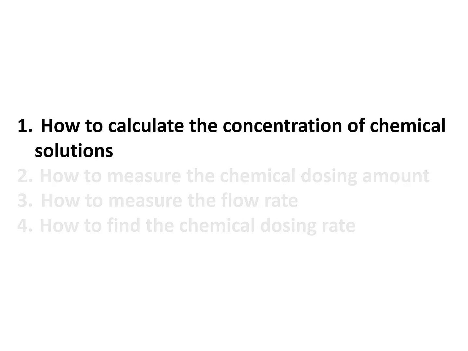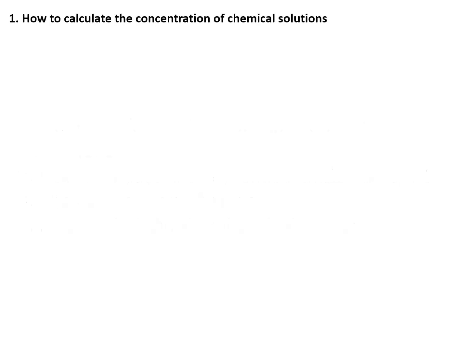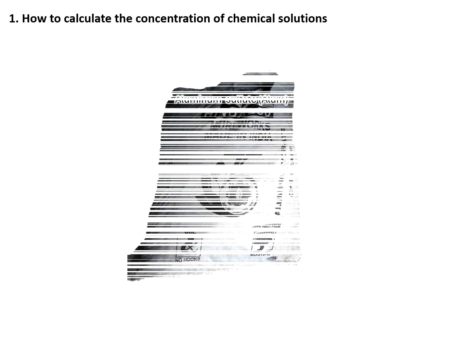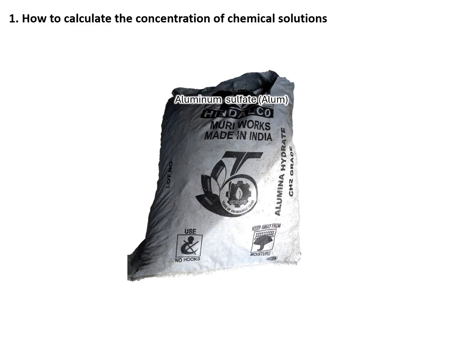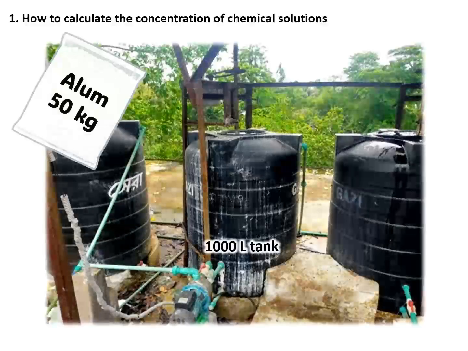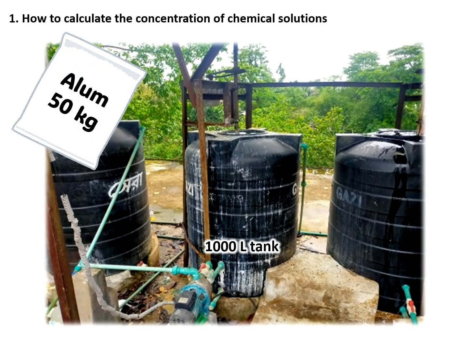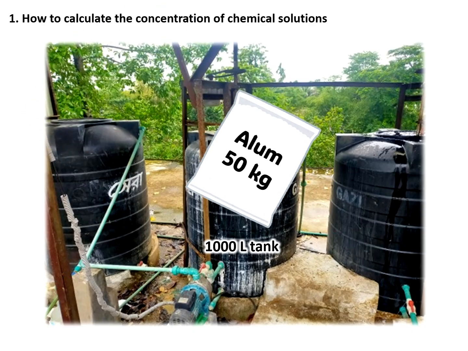The first part, how to calculate the concentration of chemical solutions. Prior to dosing and treatment process, the chemical is usually diluted with water to make solution. Let's say the coagulant case in this video. Aluminum sulfate powder is commonly used as coagulant in Bangladesh. When making coagulant solution, for example, 50 kilograms of aluminum sulfate is put into 1,000 liters of water.